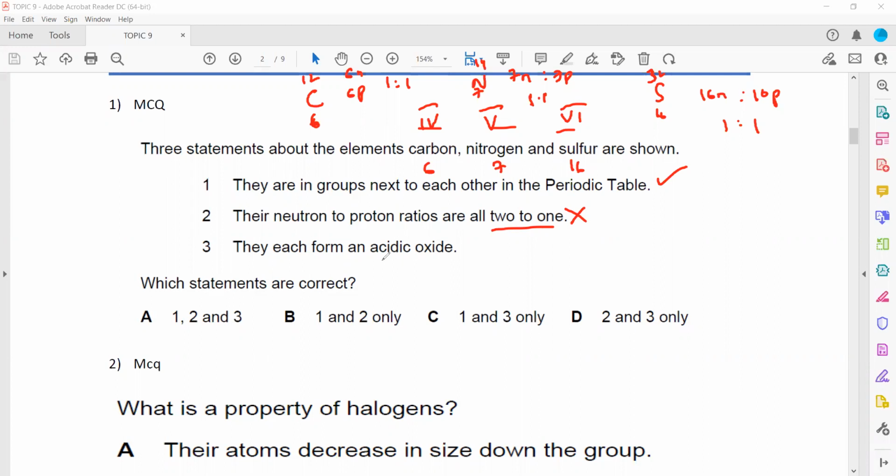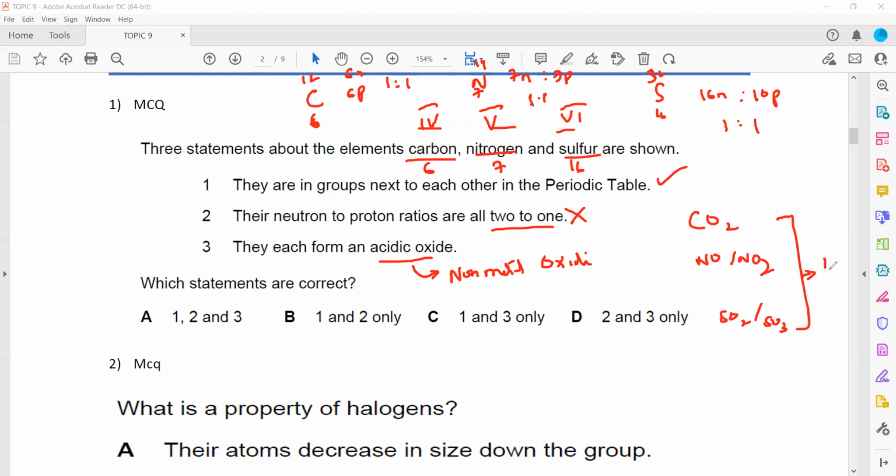They each form an acidic oxide. Acidic oxides are non-metal oxide. So they all are non-metal. Carbon is a non-metal, nitrogen is a non-metal, sulfur is also a non-metal. So when carbon dioxide is there, oxides of nitrogen such as nitrogen mono or dioxide, or oxide of sulfur such as sulfur dioxide or trioxide, what is the characteristic? They all are acidic because non-metal oxides are acidic oxides. So statement 3 is also correct. So statement 1 is correct and 3 is correct. That's why the right option is C.